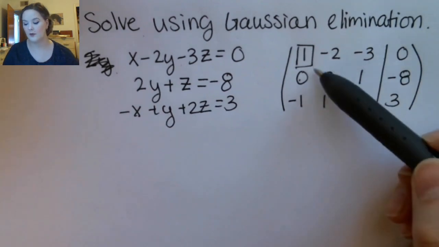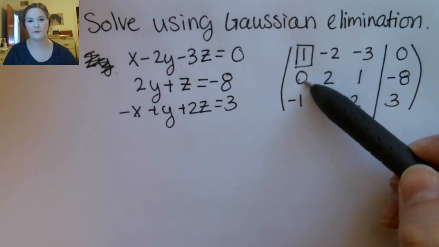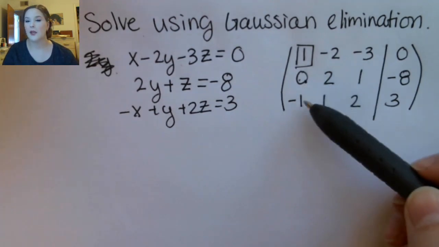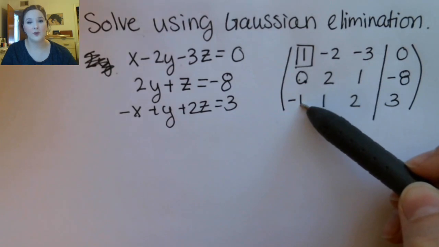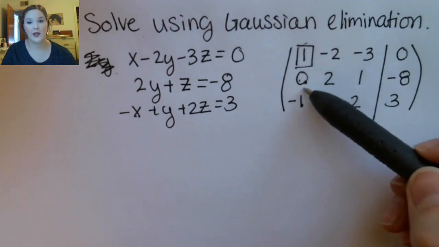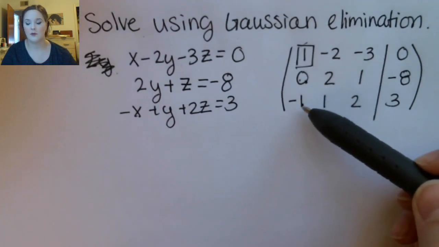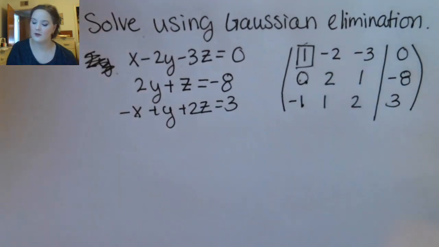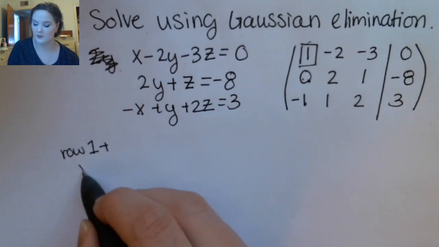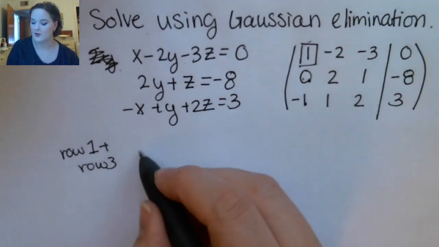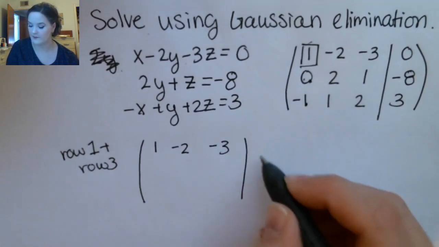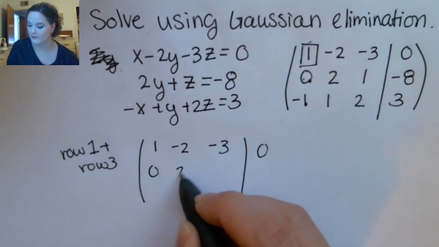Now we're going to look below that, and we want to make this a 0. Well, it is a 0. That's good. Okay. Now you want to make the last entry in this column also a 0. Okay. Once you make the diagonal entry 1, you want every entry below that to be a 0. Okay. So here, okay, I'm just going to take row 1 and I'm going to add it to row 3. Okay. So I'm not going to change my first row at all. I'm not going to change my second row at all.